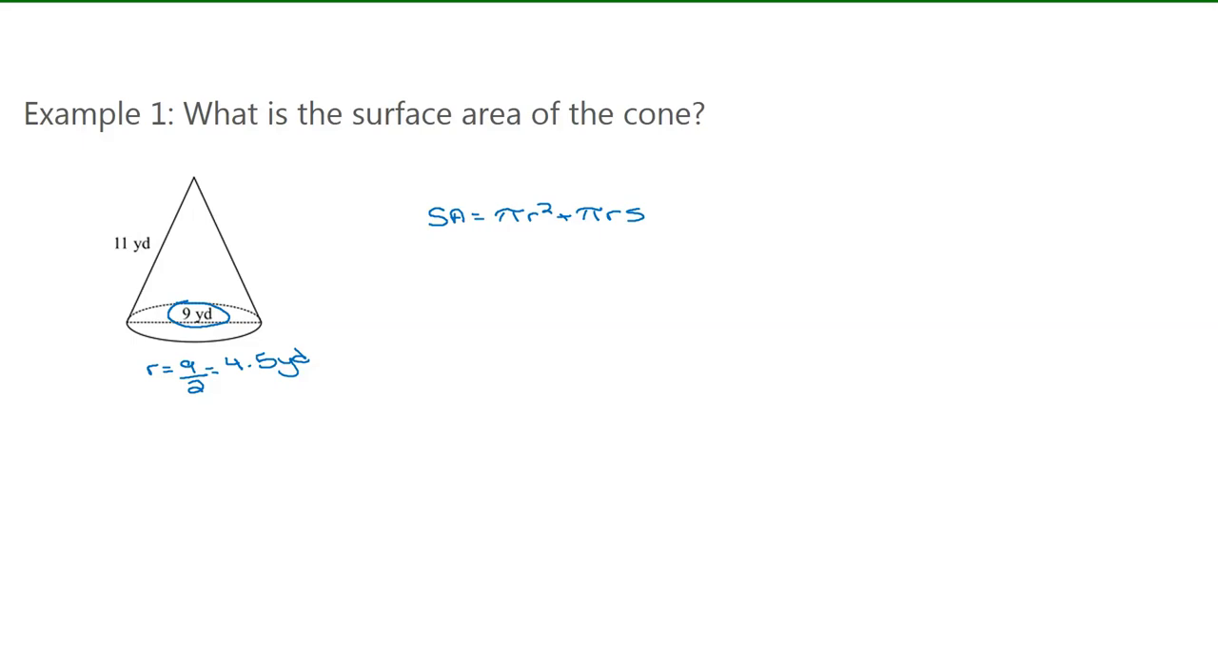So I'll replace r with 4.5 in the formula. So pi times 4.5 squared plus pi times 4.5. And I'll replace s with 11. Now using your pi button or 3.14, put that in the calculator, you should get an area of 219.1 square yards.